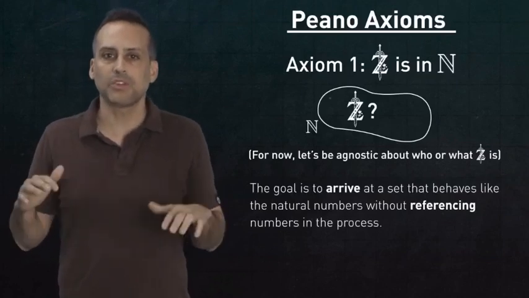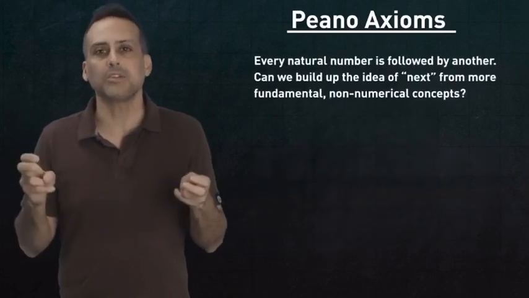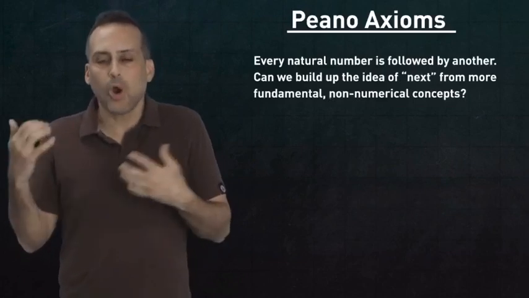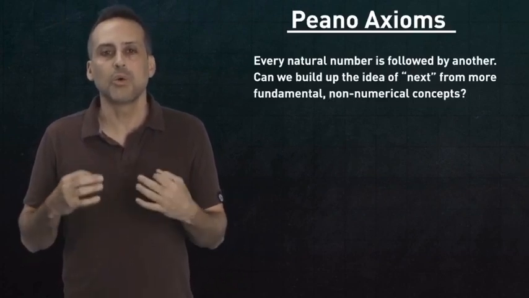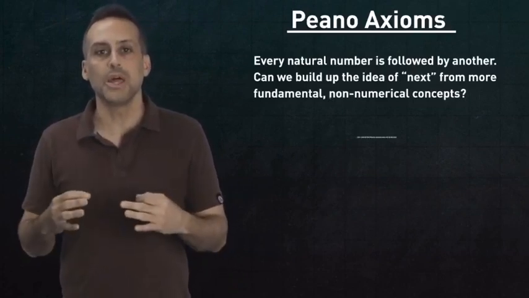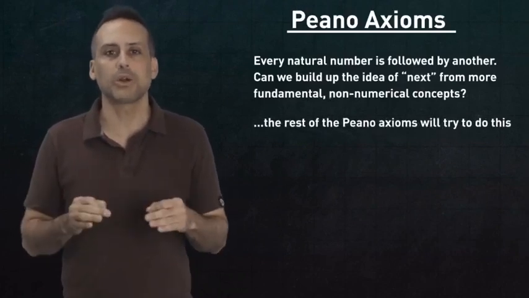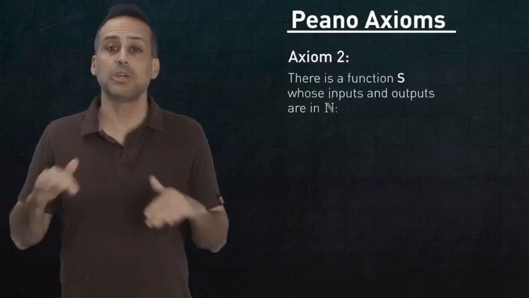Now, to populate the rest of N, we could just keep including the next element. But what is next? The whole notion of next is loaded with conceptual baggage that can be hard to disentangle from your pre-existing notions of counting and numbers. So that's what the remaining axioms will do. They will define next, using only more basic and non-numerical ideas. Let's see how that works, starting with Axiom 2.